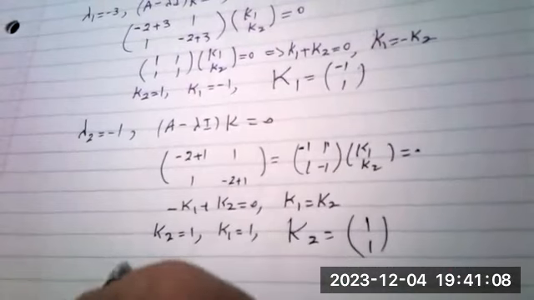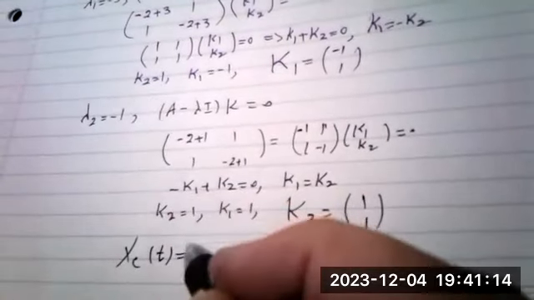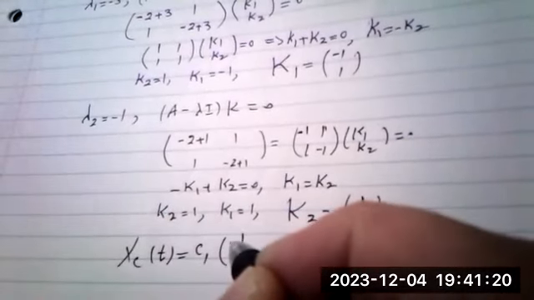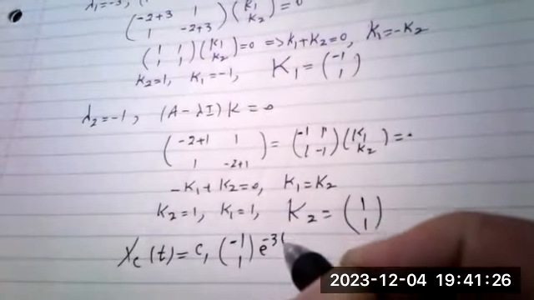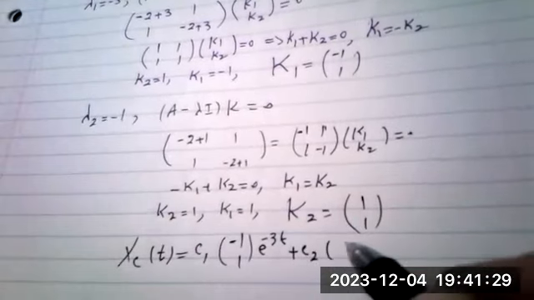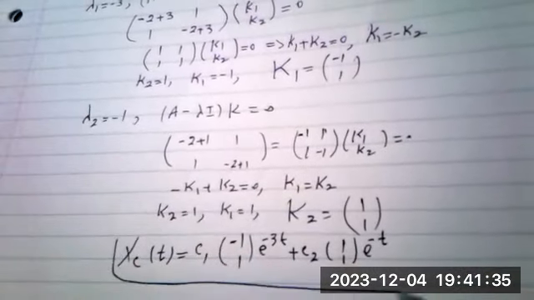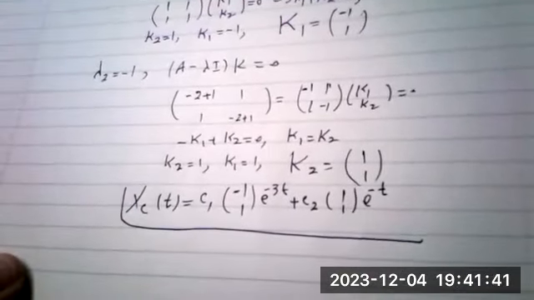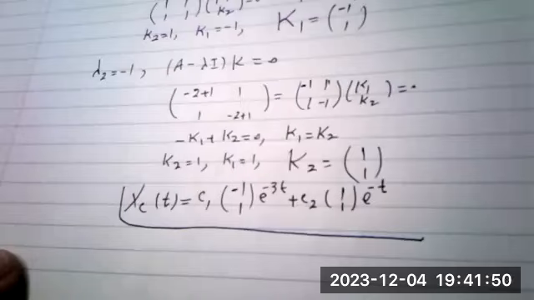So this is it. The homogeneous solution is going to be x_c(t) equal to C1 times k1, where k1 is -1, 1, times e to the -3t, plus C2 times 1, 1, e to the -t. So this is going to be the homogeneous solution. You need to put them together to get those x1 and x2 that we talked about, because we want to get the phi of t.